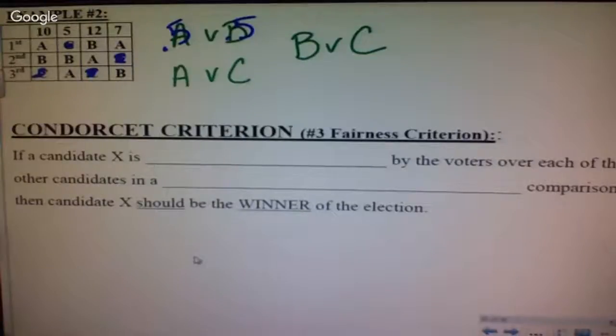Okay, when I compare A versus C, which means B does not exist, A is going to take that one. And when I do B versus C, where A no longer exists, you said B takes that one? Yes, 22.